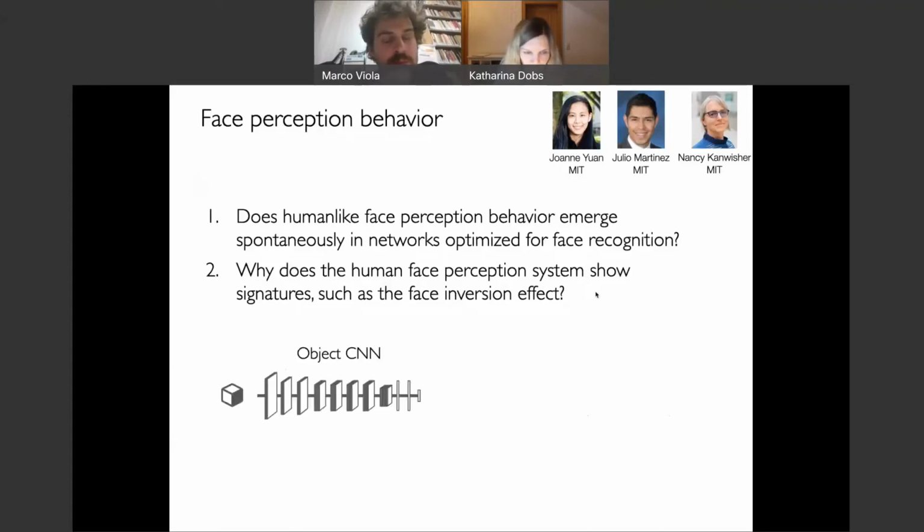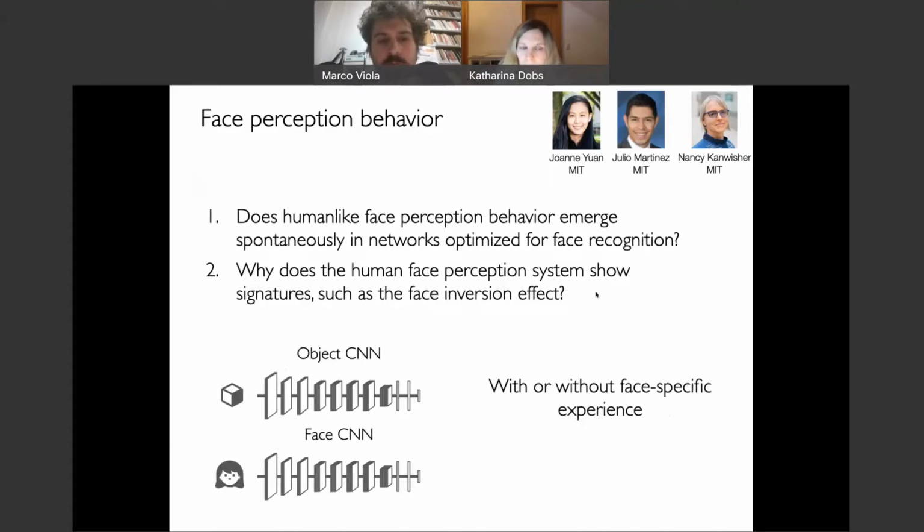So what we did, the idea was, we had a system that was trained on object categorization, so it had no face-specific experience, and another network trained to discriminate faces. So what we manipulated here was whether the system had face-specific experience or not. Importantly, none of these models had anything face-specific built in, right? There were random models that were either trained on one or the other. So the only thing that varied was the experience, but we didn't tell them anything about faces or what they looked like. There was no inductive bias or anything in those systems.